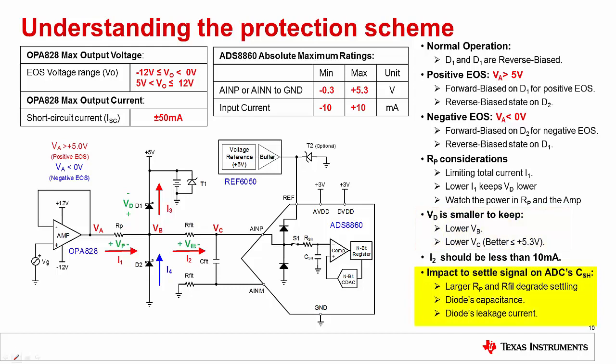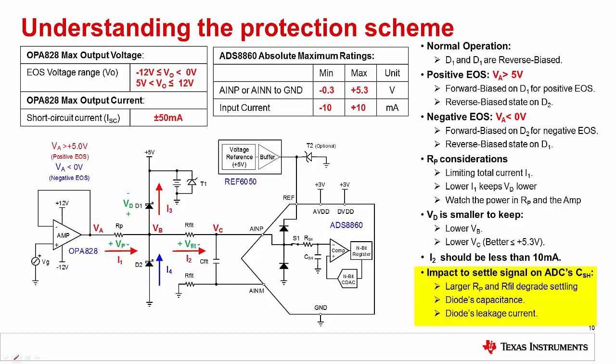With all of these limitations in mind, the obvious solution is to select large values for RP and R-filter to protect the device. Unfortunately, this has a significant impact on the settling of the internal sample and hold capacitor. In short, a large value of RP and R-filter will require a longer time to charge the internal sample and hold capacitor, and as a result a slower conversion rate. Another impact to performance is the distortion caused by the nonlinear capacitance associated with Schottky diodes.